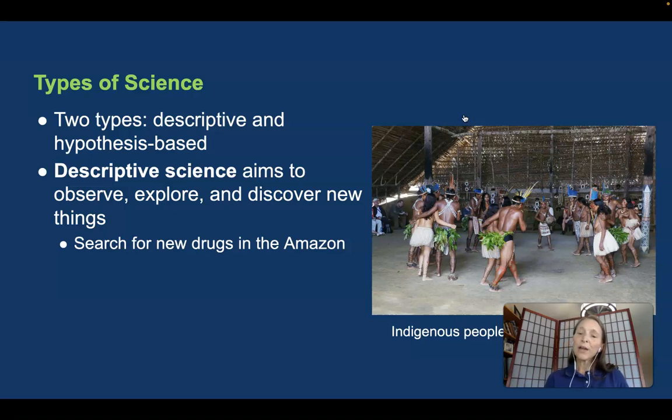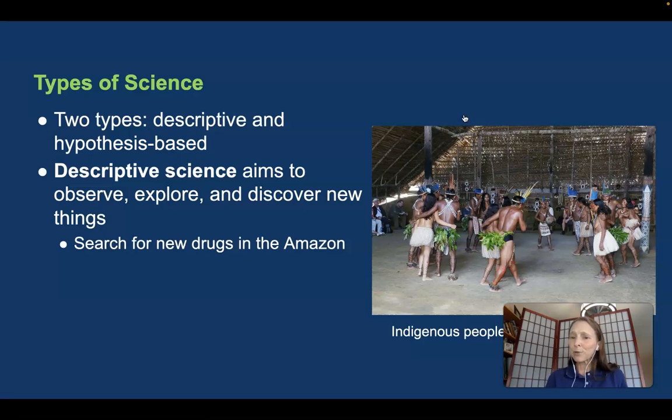There is a very important role for descriptive science in both biology and ecology. I feel like courses can sometimes look negatively upon descriptive science, but it is very important for hypothesis-based science, because descriptive science may lead to hypothesis-based science.